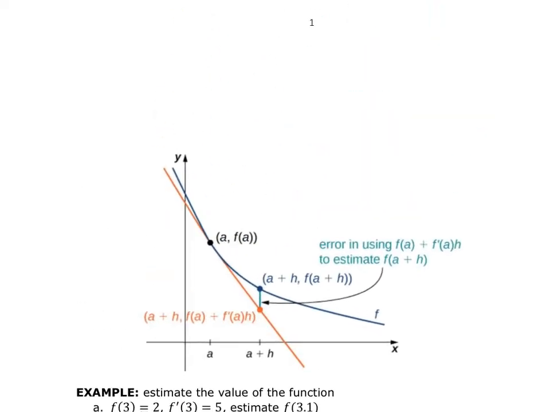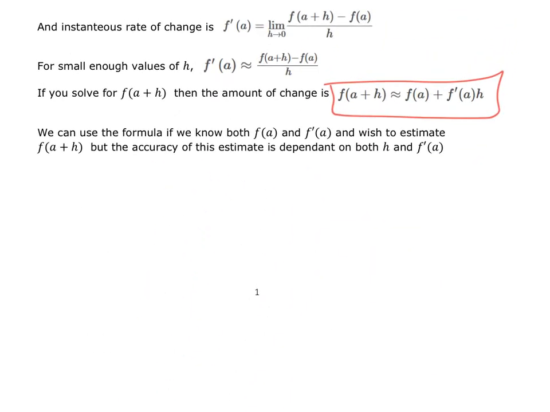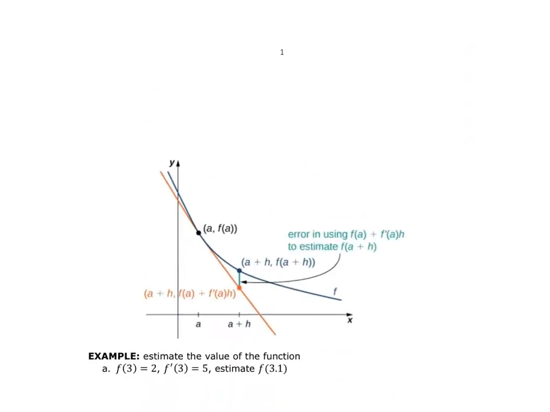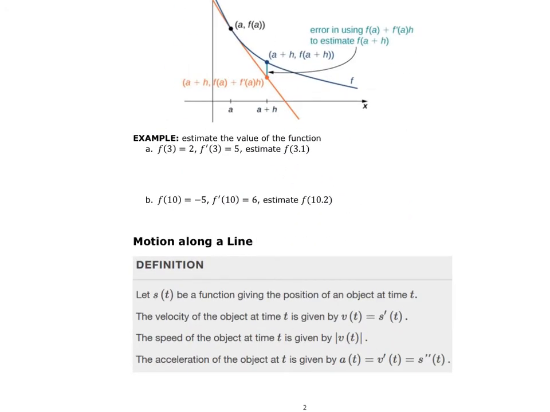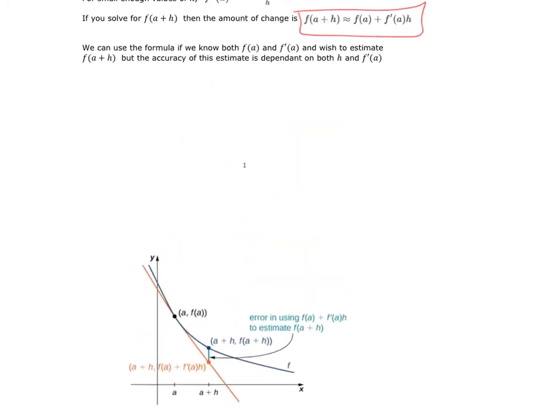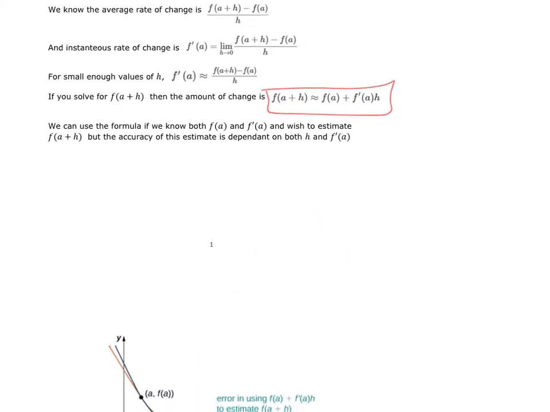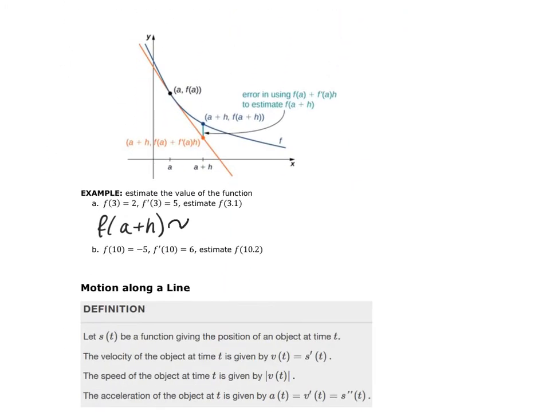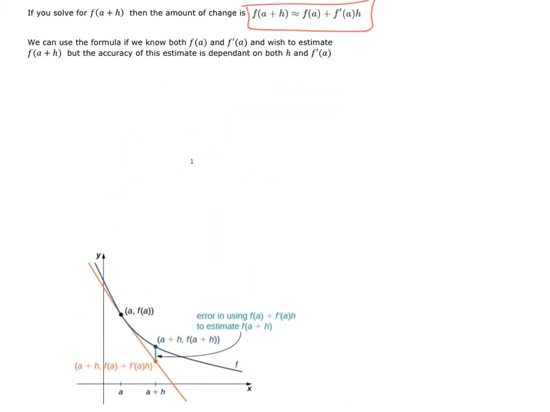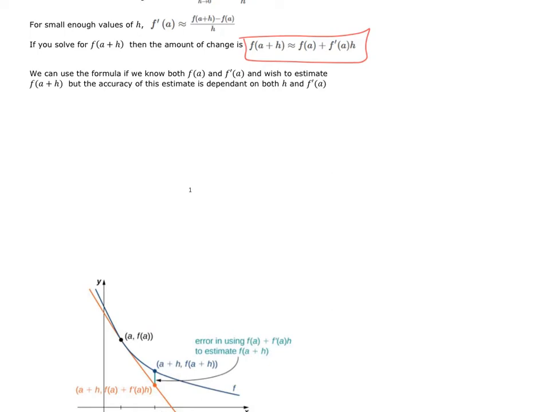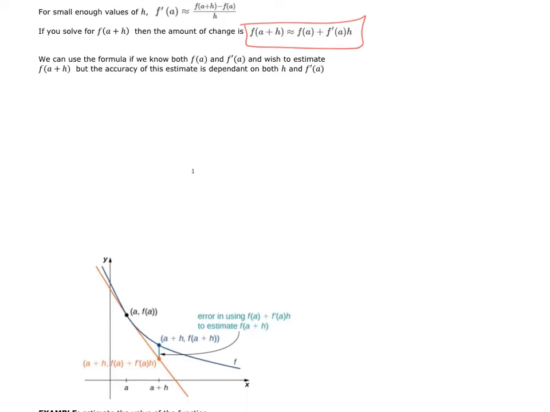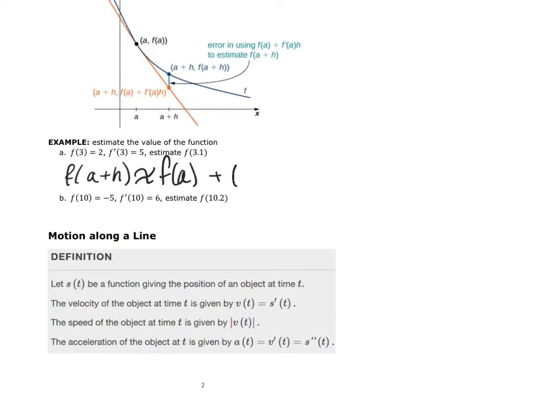So I come back up to this formula, which is f of x plus h. So I'm going to use the formula f of a plus h is approximately equal to f of a plus f prime of a times h. Now we're going to use this as an approximation.